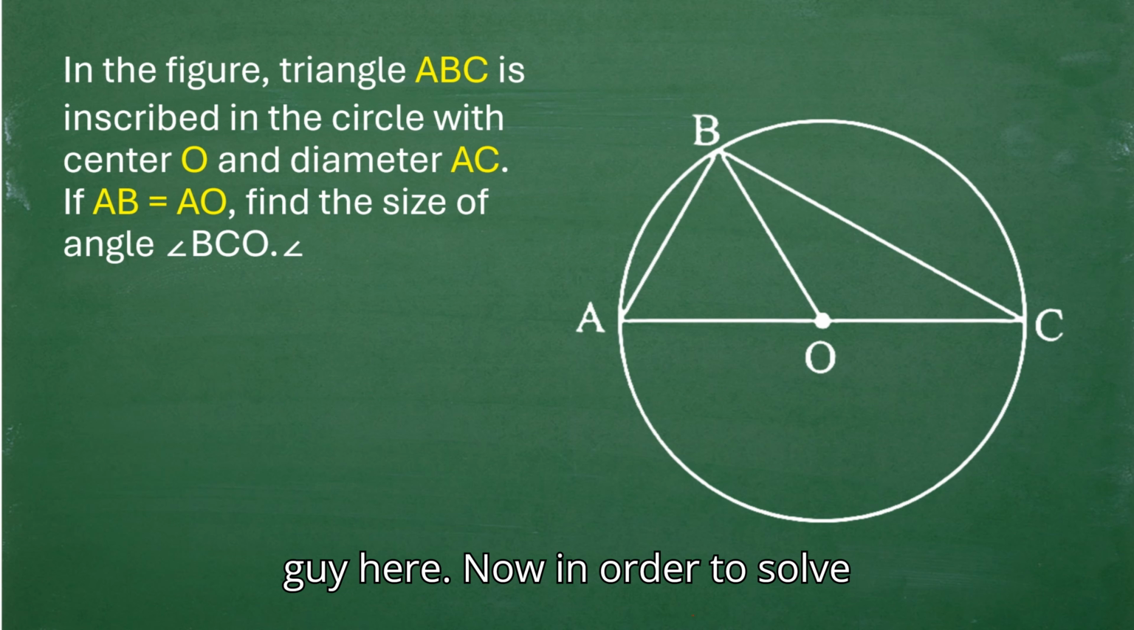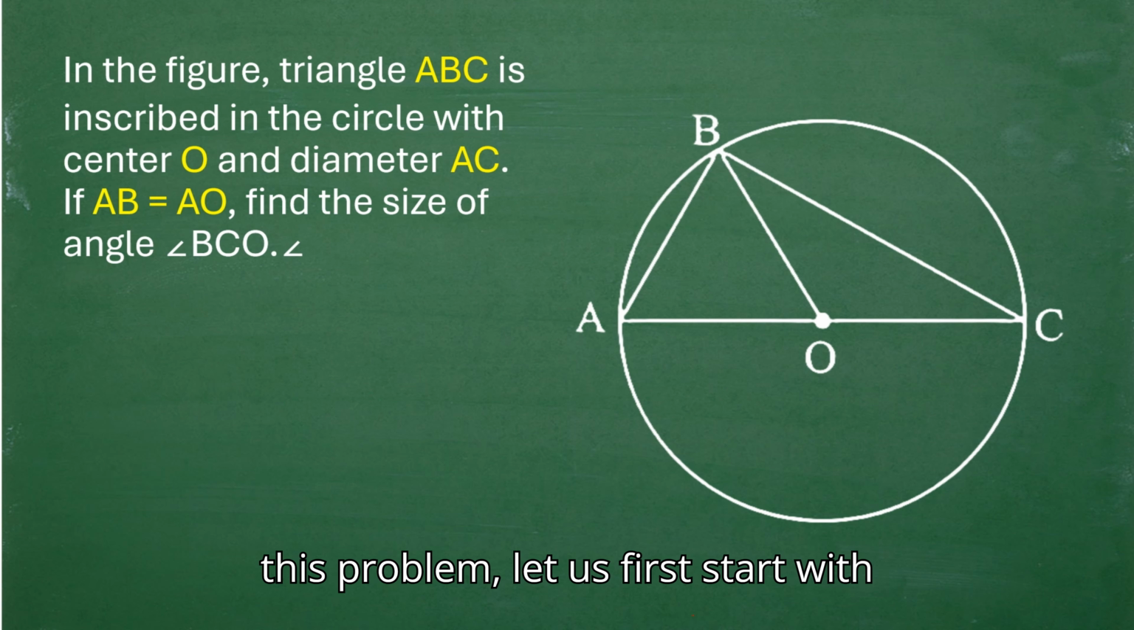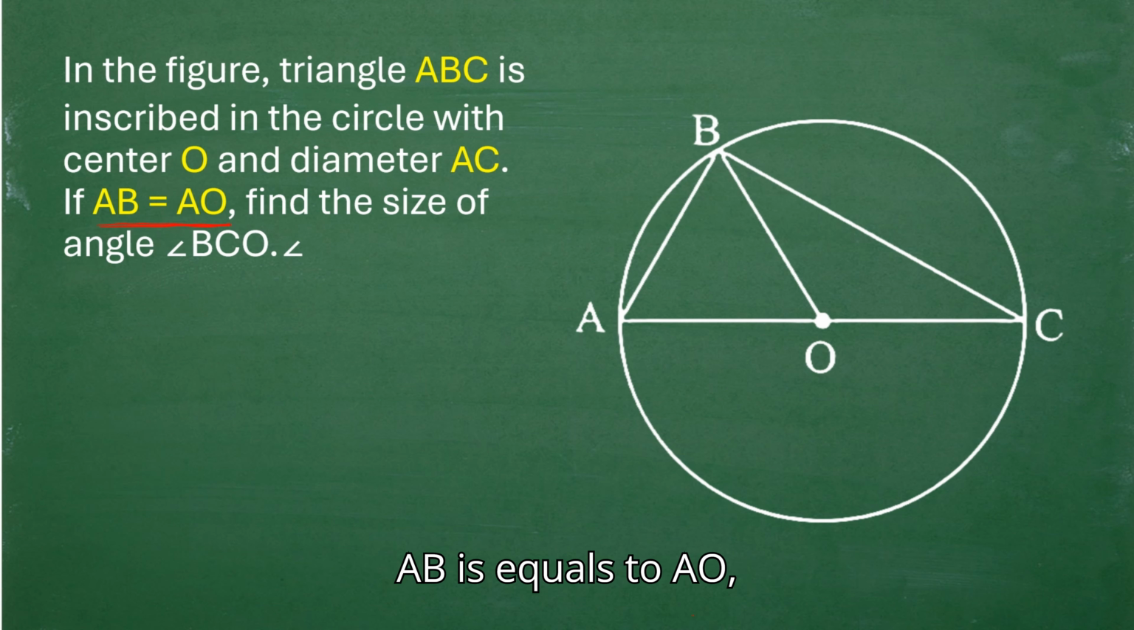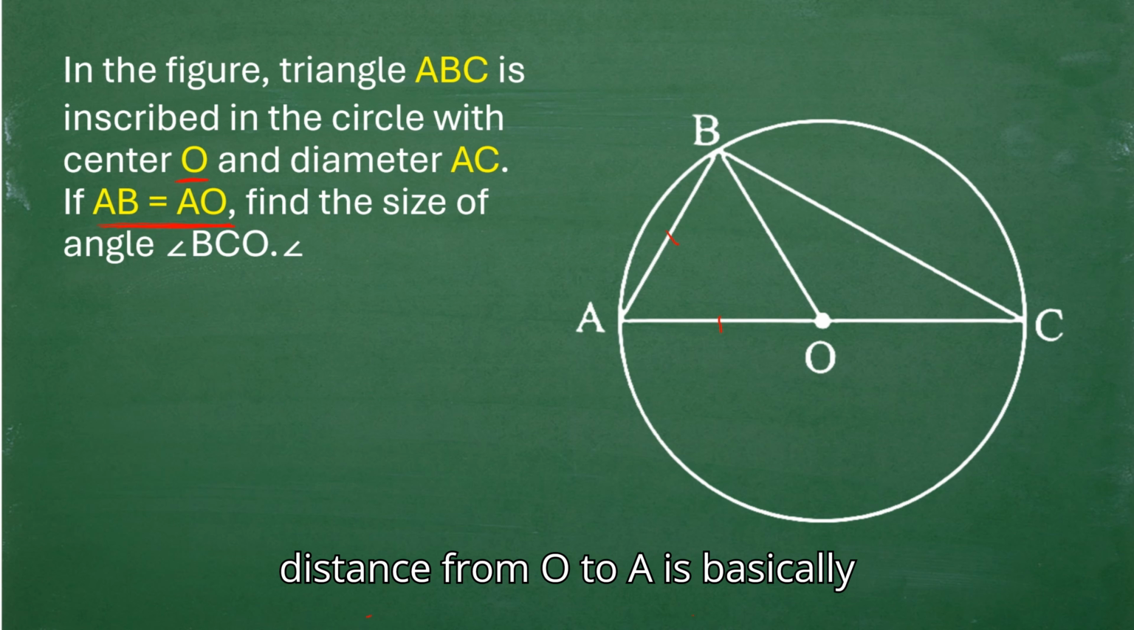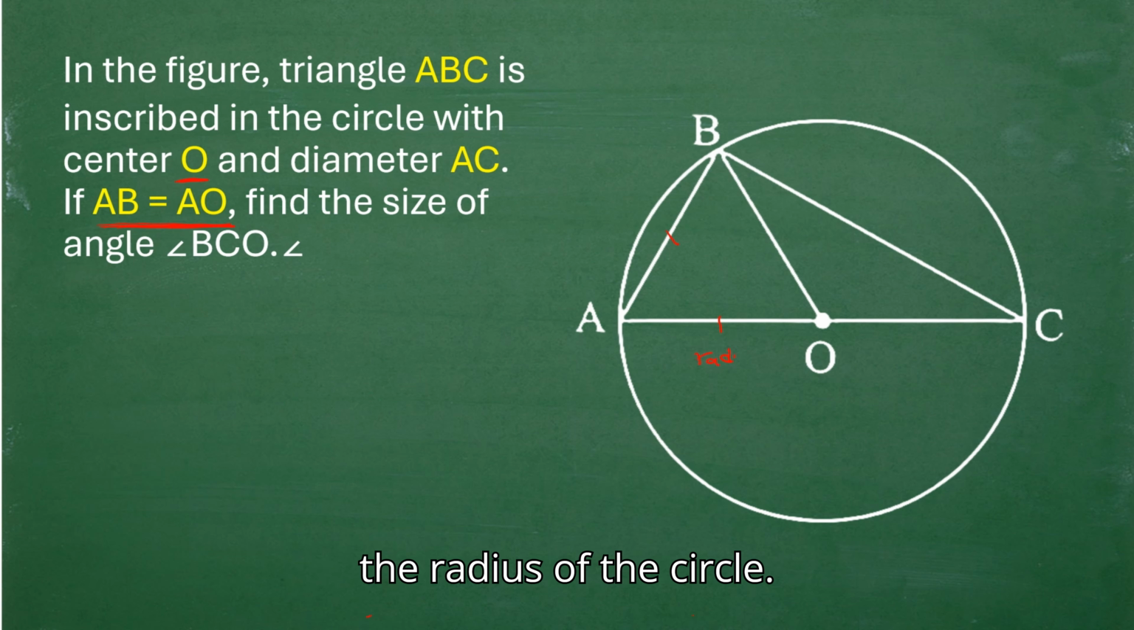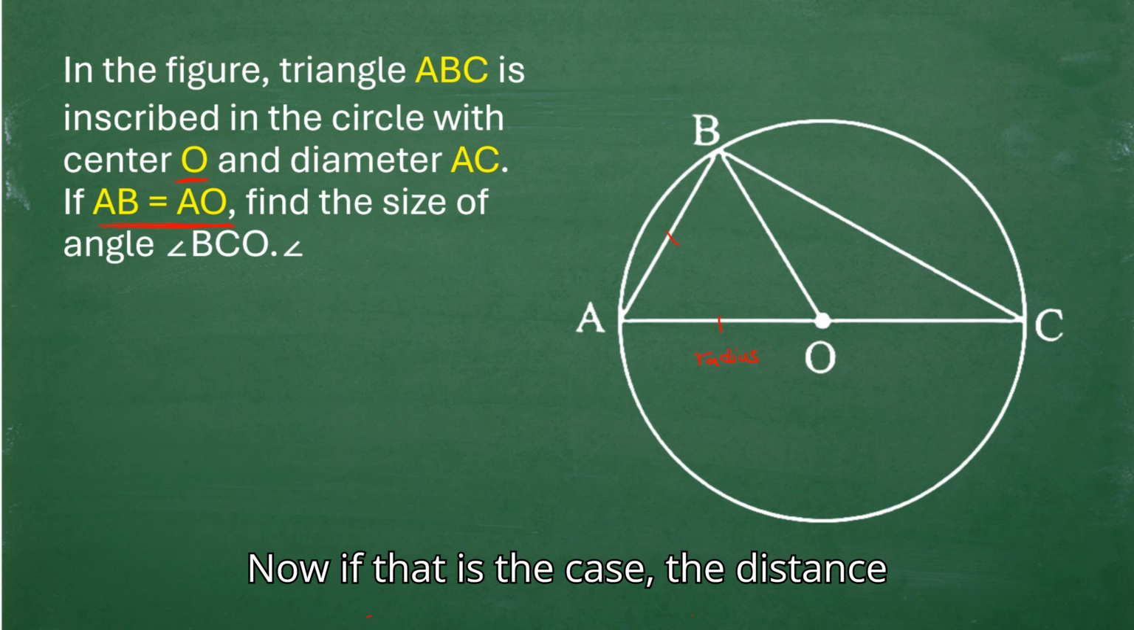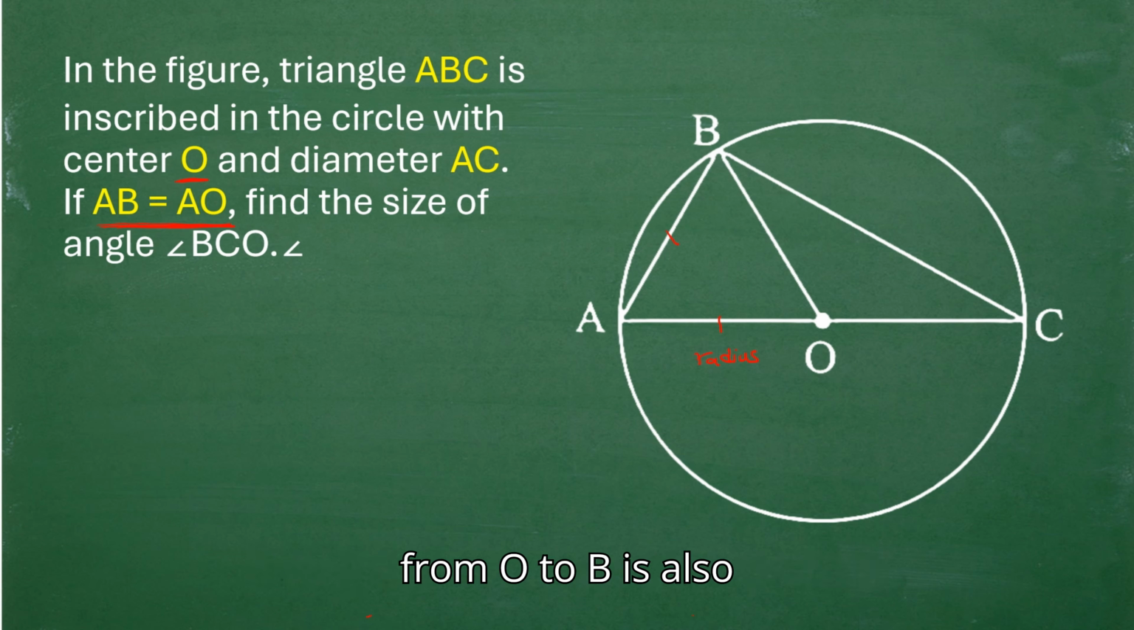Now, in order to solve this problem, let us first start with the information that is given to us that AB is equal to AO, meaning this side is equal to side AO here. Now, since we know that the center of the circle is at point O, the distance from O to A is basically the radius of the circle. Now, if that is the case, the distance from O to B is also the radius of the circle here.